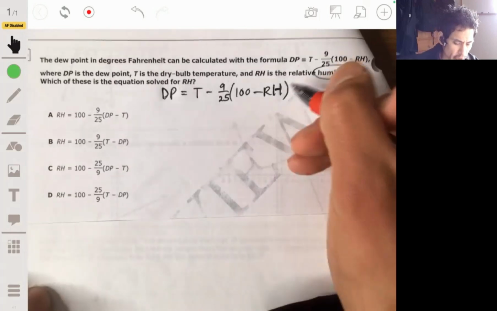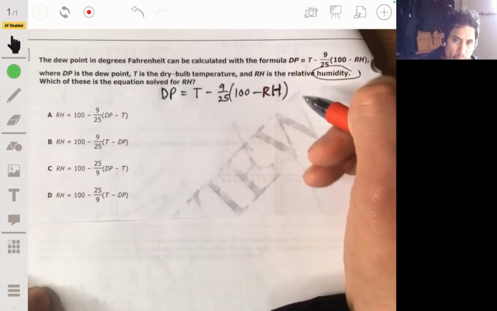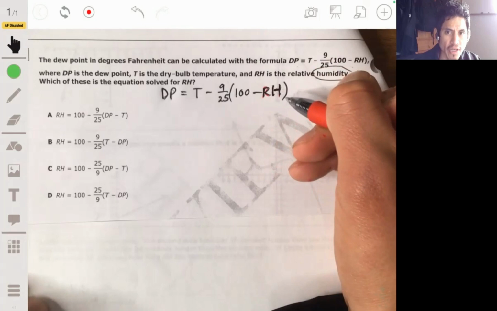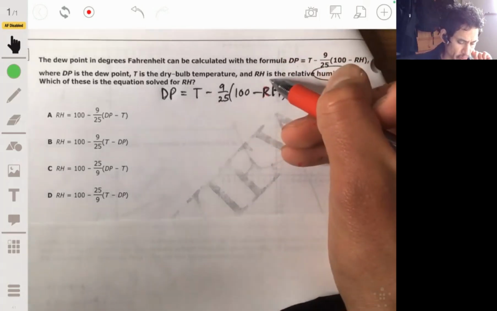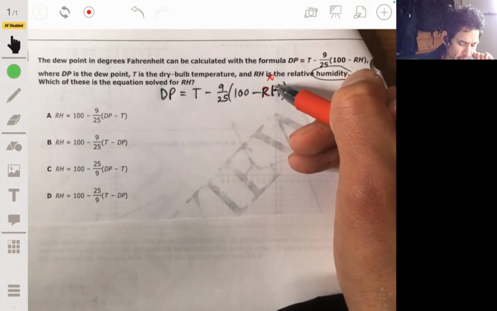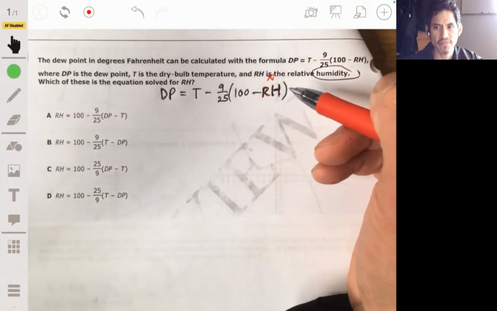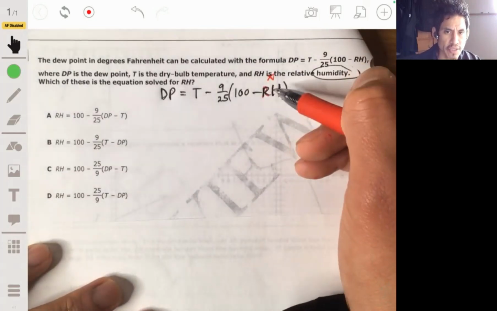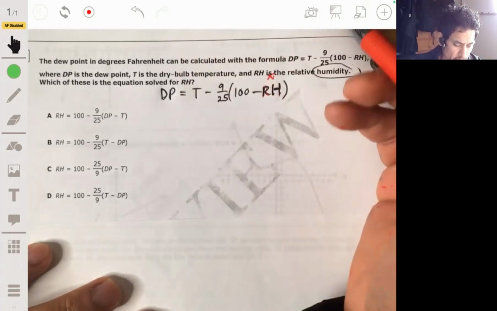So our goal is to get the RH by itself, this thing. And again, just think of it as like a variable. Think of it as like the whole thing as X. Don't think like, oh, it's two letters put together. Like that doesn't work. It's just a variable. It's just a representation. So the math is going to work the same.